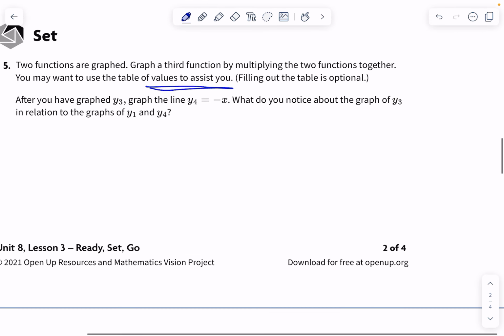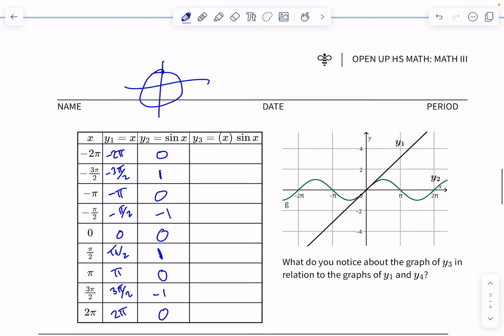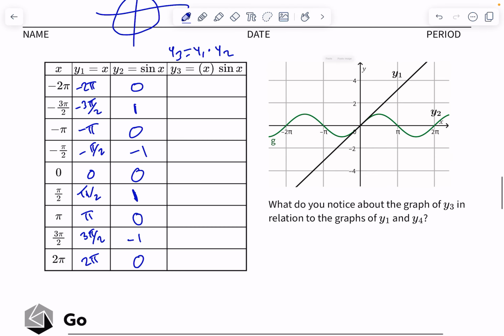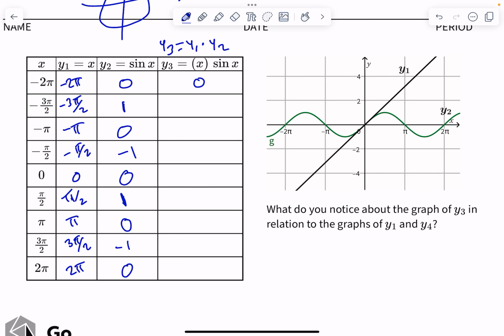So y3, we are multiplying the two functions together. So y3 is equal to y1 times y2, right? So we're multiplying these two. The first one is just going to be 0. Here we get negative 3 pi over 2. This is 0. Now we get positive pi over 2. This is 0. This is pi over 2, positive. And then we have 0 again. And we have negative 3 pi over 2. And then we have 0. Okay? So then let's graph those.